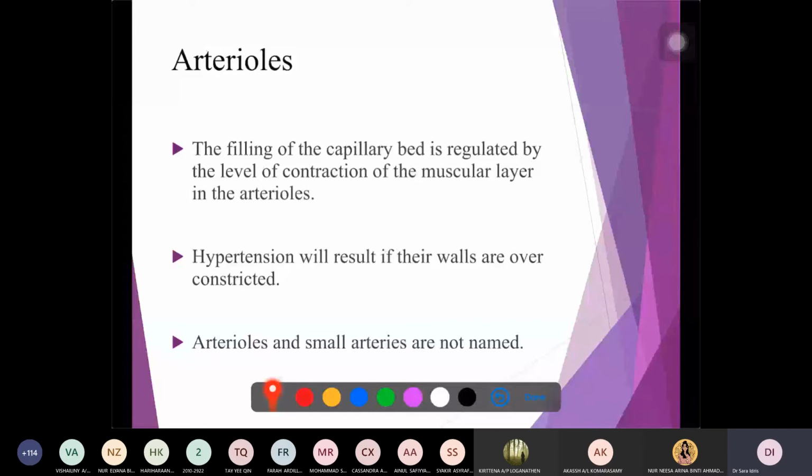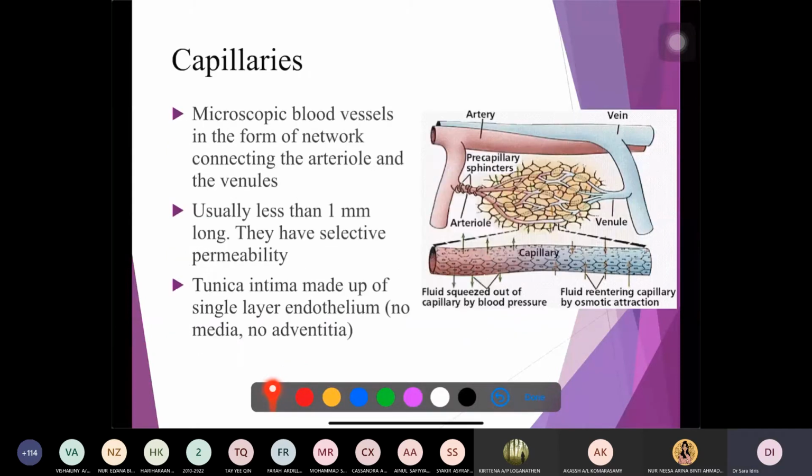And if a lot of your arterioles are all constantly constricted, then you get a very high pressure in your arterial system, and this will result in hypertension. Okay, so arterioles are small arteries that are not named. You have named arteries that, whenever you look at them, you can identify and name. But a lot of small arteries are just too numerous to name, and these are all your arterioles. And then we go into capillaries.